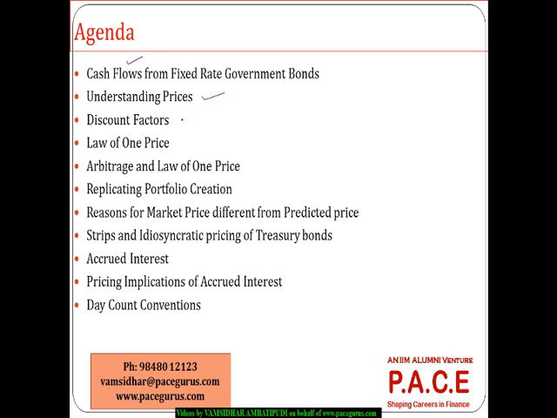What do we mean by prices, discount factors, an important aspect called the law of one price, and how does this law of one price play a role in the creation of arbitrage opportunities? How do I create a replicating portfolio? How do I replicate the cash flows of one bond using a set of two or more other bonds? This is one important aspect that we'll be looking at.